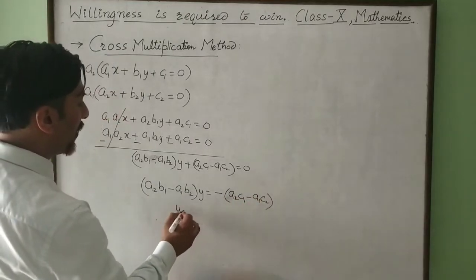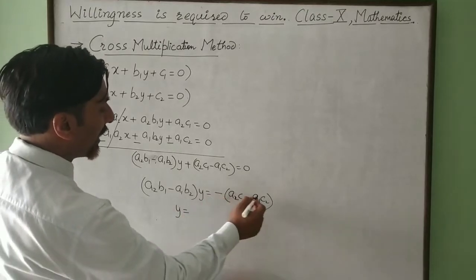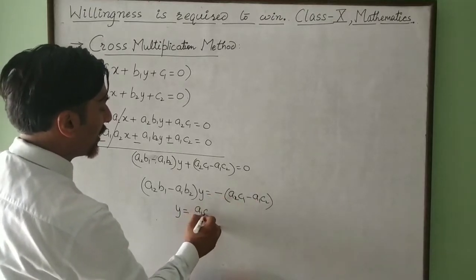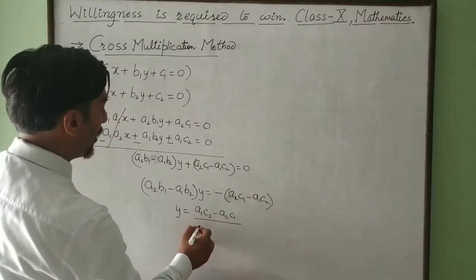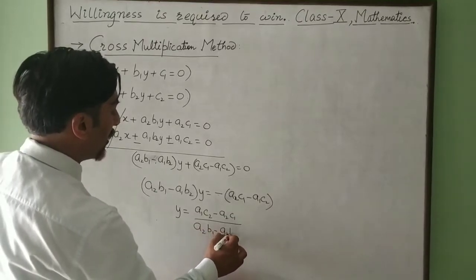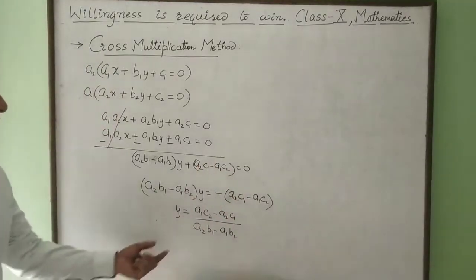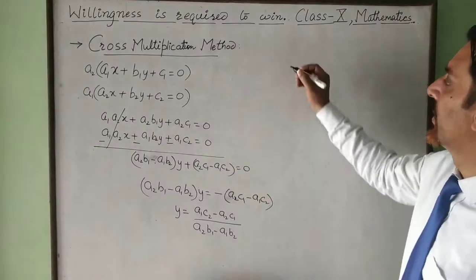So from here the value of y came out to be, if I take this minus inside, a1 c2 minus a2 c1 upon a2 b1 minus a1 b2. Now I will substitute this value of y in any of the equations.